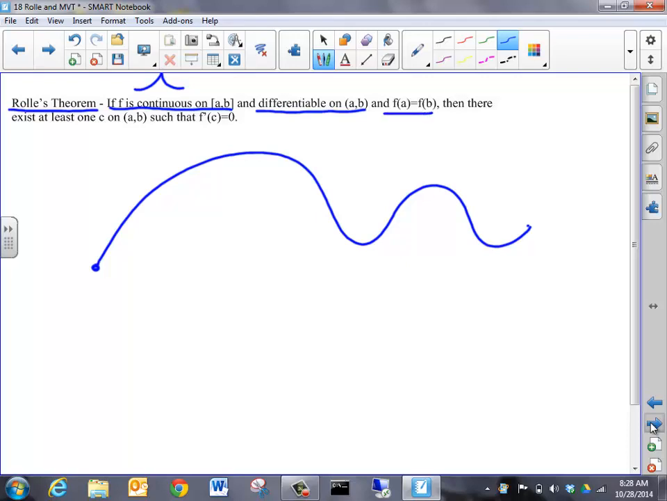And f of a equals f of b. What does that mean? That means the endpoints are at the same place. On the y-axis, their y values are the same. So if we're going to look at this, this would be an example of something. This is f. This is a, and this is b. And f of a equals f of b.